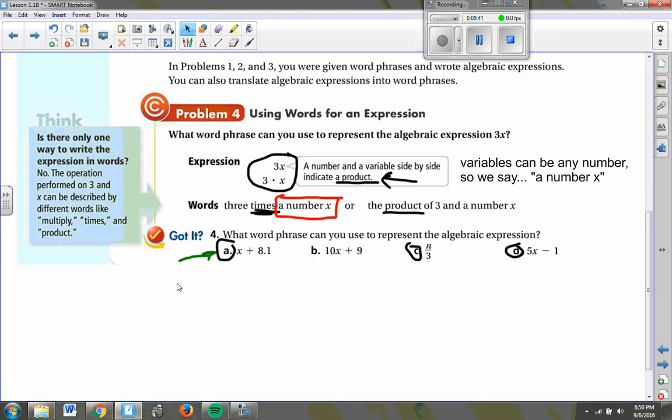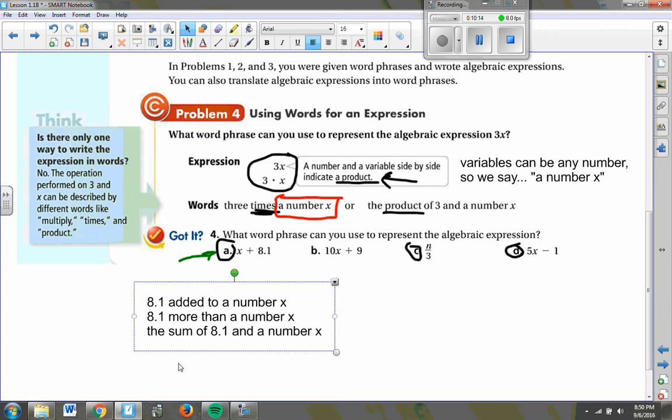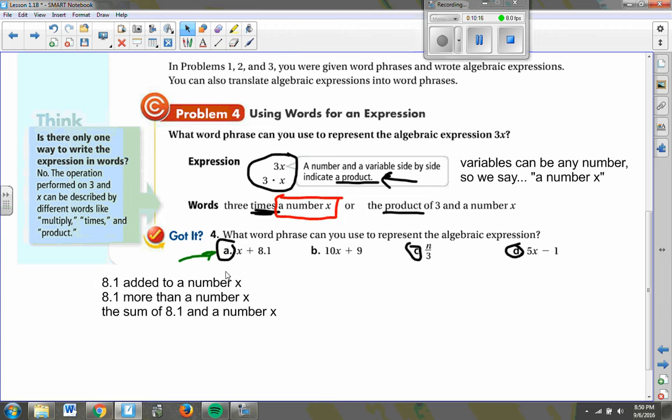Okay, in the front, really all I have in this first one is just 2 things added together. So I'm going to say 8.1 added to a number x. Because I have 8.1 and it's added on to a number x. Or I could also say 8.1 more than a number x, or I could say the sum of 8.1 and a number x. So 3 options there for our addition in letter A.